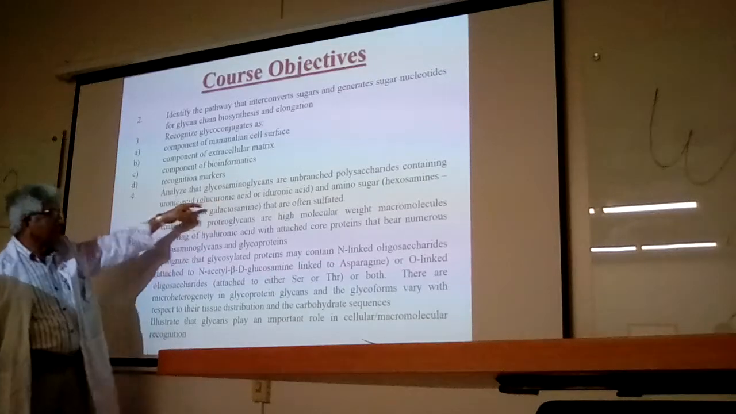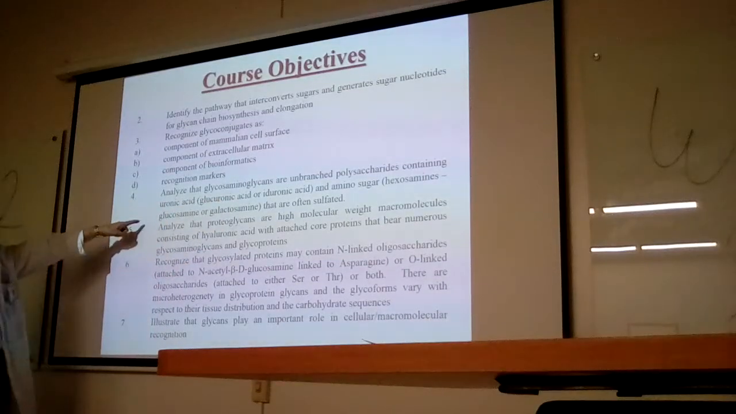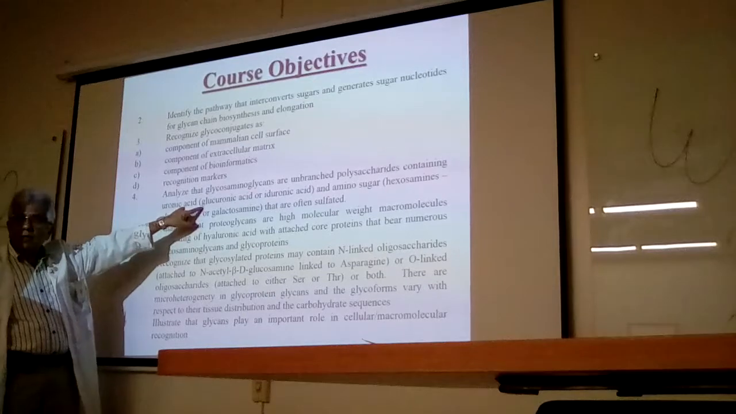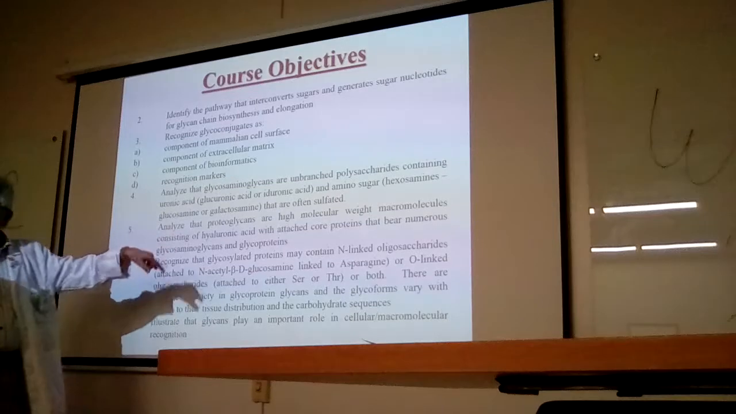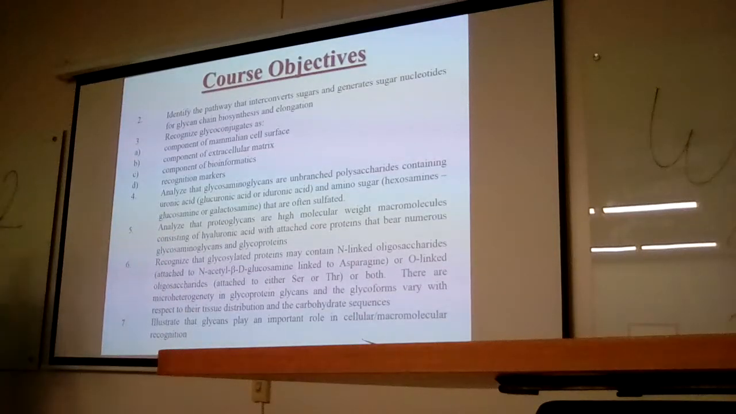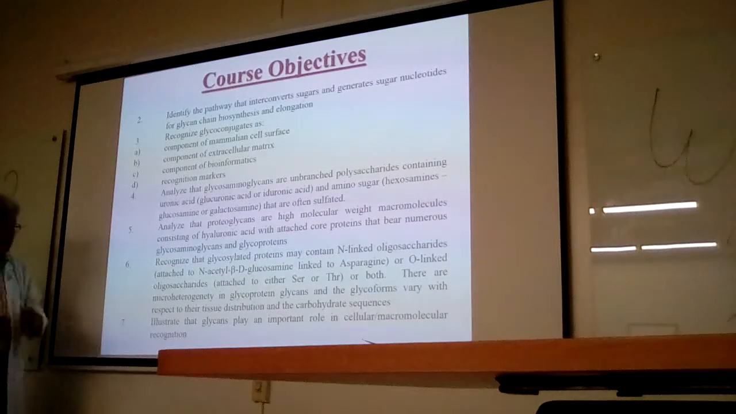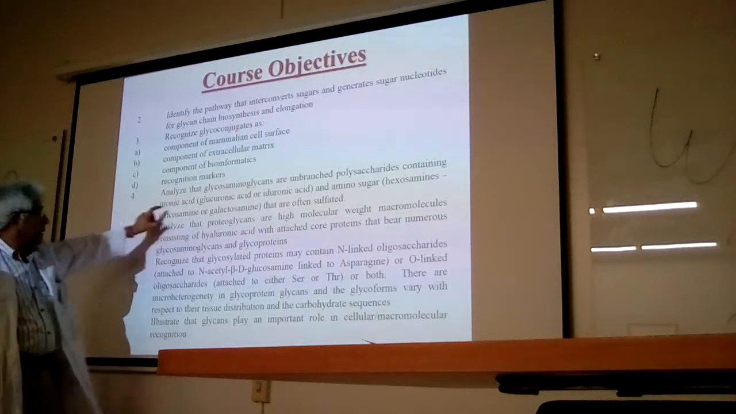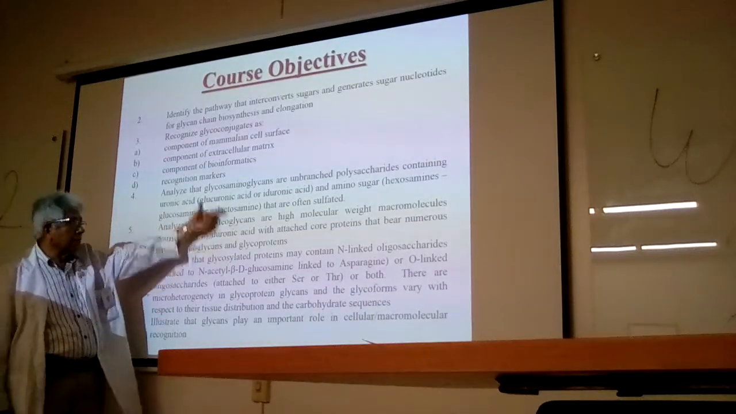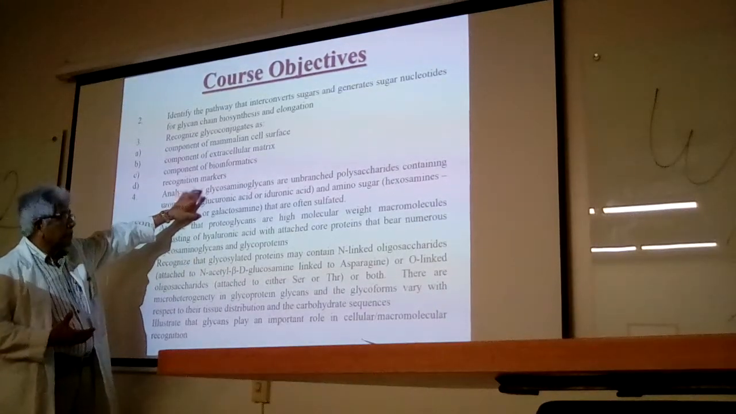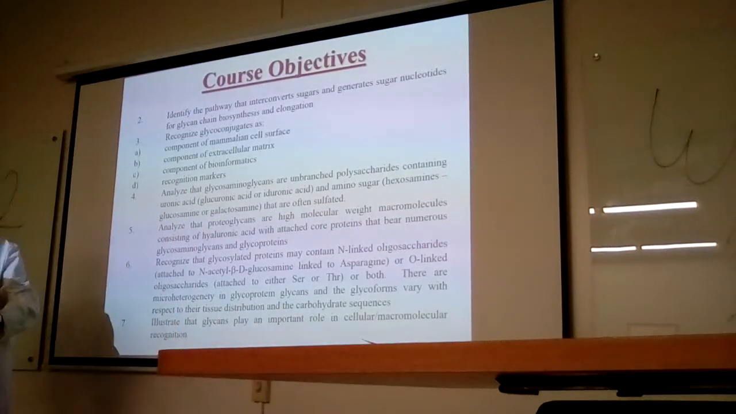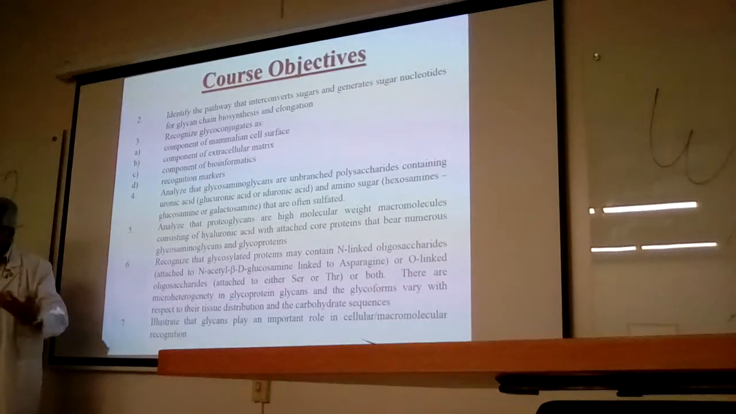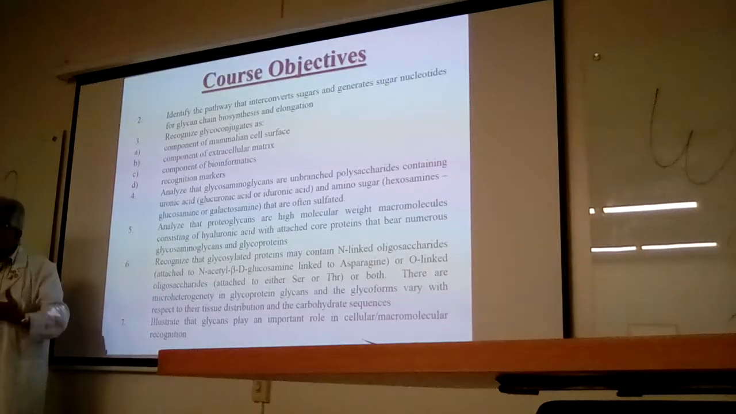And they analyze that glycosaminoglycans are unbranched polysaccharides, which contain a uronic acid, either glucuronic acid or iduronic acid, which are isomers of each other, and then amino sugars called hexosamines. It could be glucosamine or galactosamine, and they could be acetylated or sulfated, so the name would change. When these unbranched polysaccharides contain repeating disaccharide units, they will be named glycosaminoglycans.